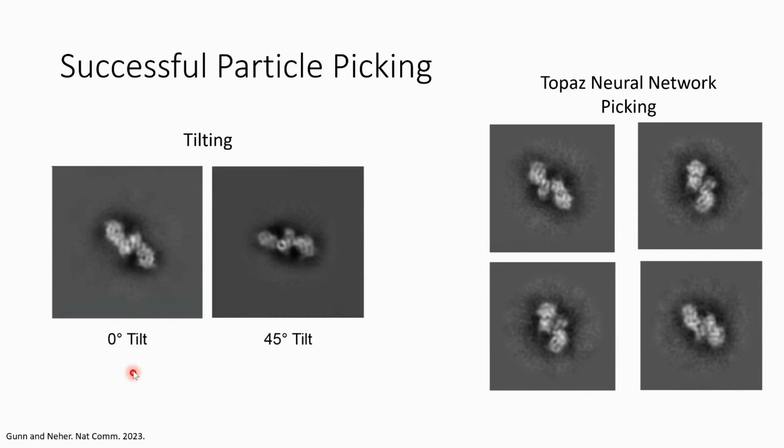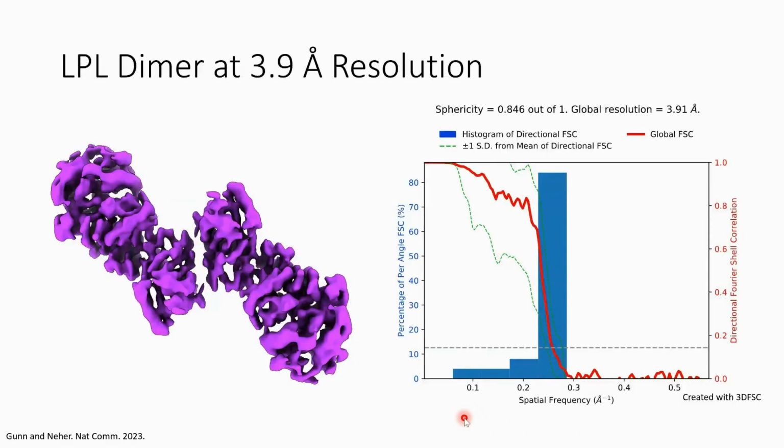And just to give you an example of what that looks like, you can see here our preferred orientation. And if we put in a 45-degree tilt, we now see a different angle of the protein. We also enriched for rare particle views using Topaz neural network picking. And in combination, this allowed us to solve the structure of the LPL dimer at 3.9 angstrom resolution. And we were able to mostly overcome our preferred orientation.